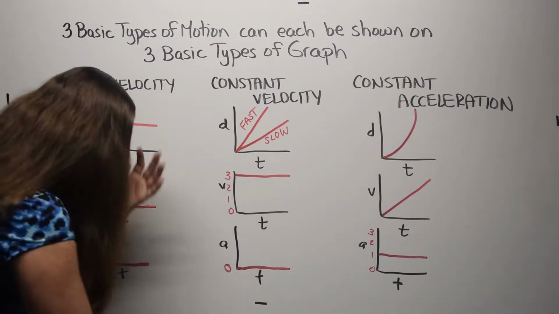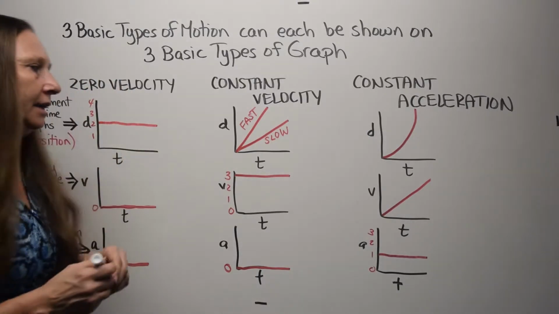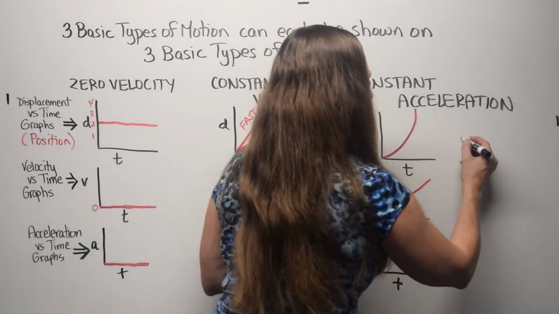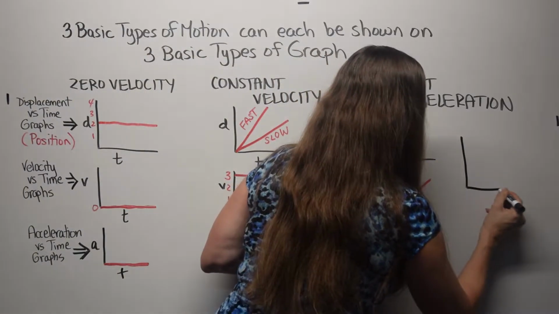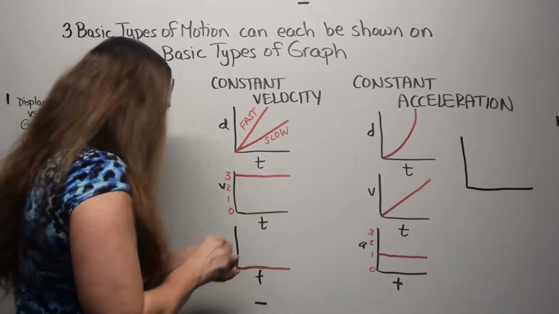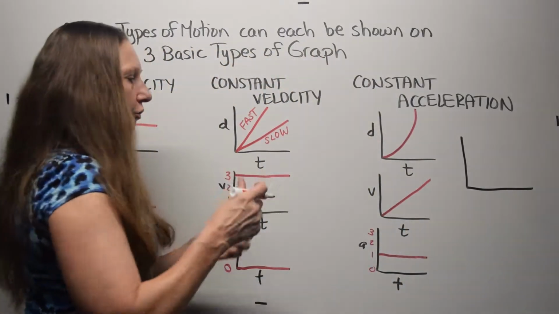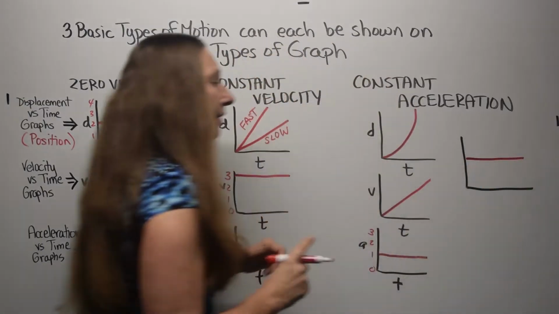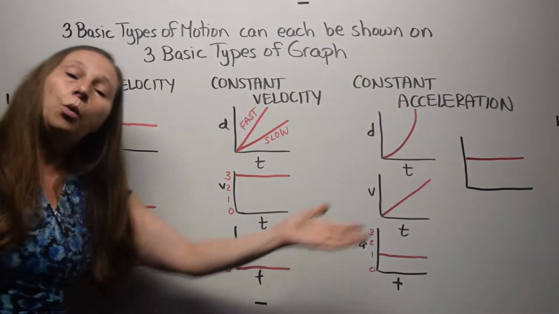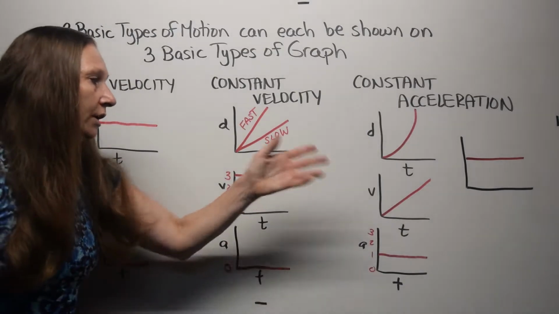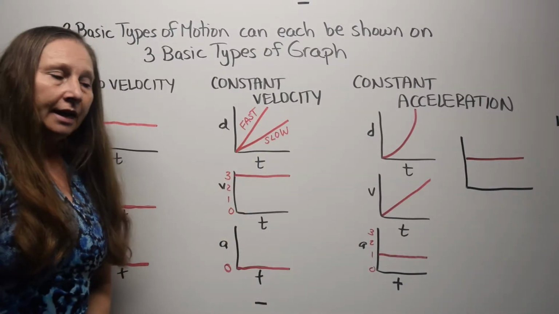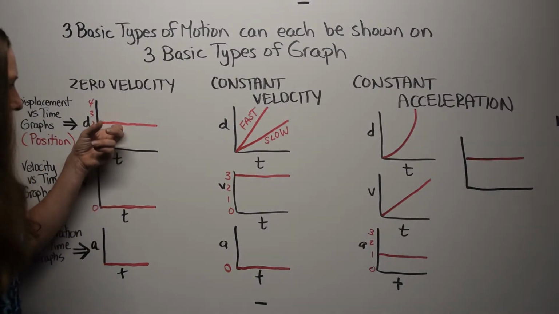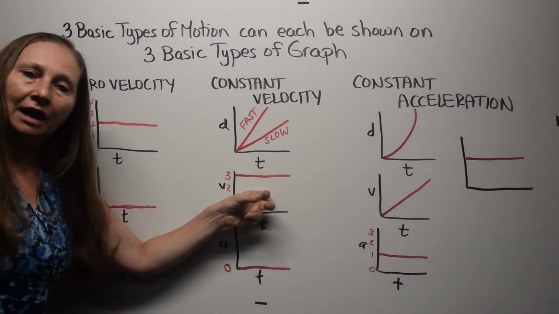Now, the only other thing I will say right now is if I were to show you this graph right here, okay? There's my axes, and I'm going to draw this graph. And then I'm going to ask you, what does that graph mean? What is that graph showing you? And I'll give you the choices. Well, is that graph showing zero velocity? Or is that graph showing constant velocity?